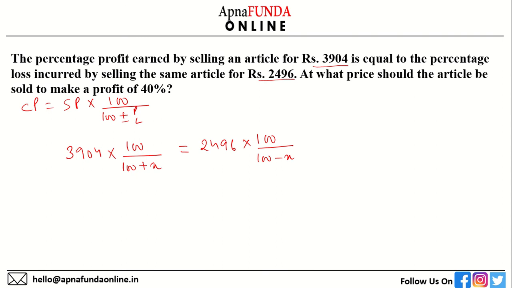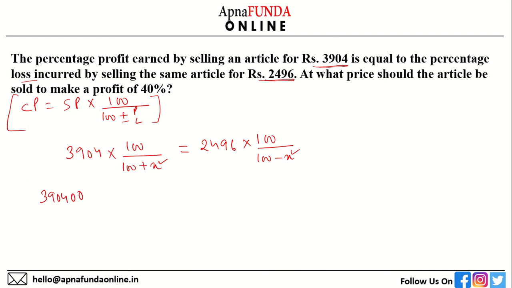I'll repeat it again. We know that cost price is equal to selling price into 100 divided by 100 plus or minus profit or loss. As per the question, when the article is sold for 3,904, the percentage profit is equal to the percentage loss when the article is sold for 2,496. This is the expression that you should get. Okay, now let's solve this. This is going to be a little complicated, but this is how we need to solve it.